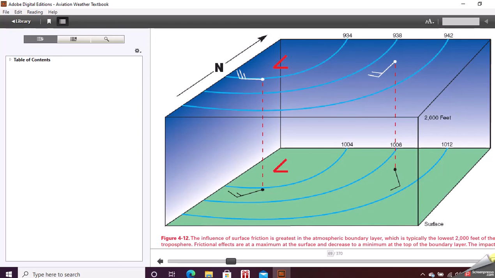Friction is going to cause convergence. Basically, it's causing the wind to turn towards low pressure because you have friction. Friction is not as much of a part the further up in the atmosphere you are. But the closer you are to the ground, the more friction you have.